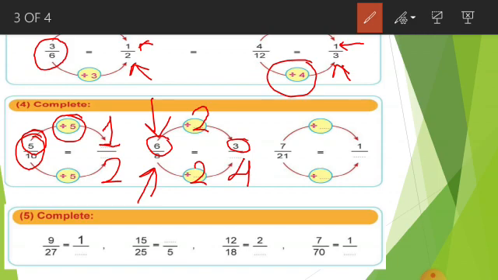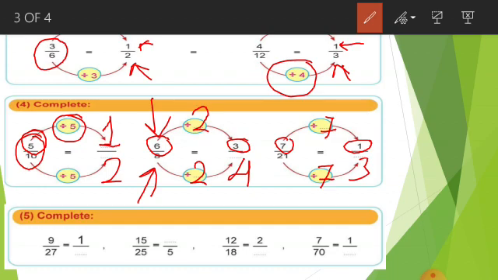The last one. 7 over 21. How does this 7 become 1? Divided by what? We just said that any number divided by the same number equals 1. So 7 divided by what equals 1? 7 divided by 7. Then 21. Whatever I do to the top, I have got to do to the bottom. We use this rule in equal fractions and simplifying. 21 divided by 7 equals 3.